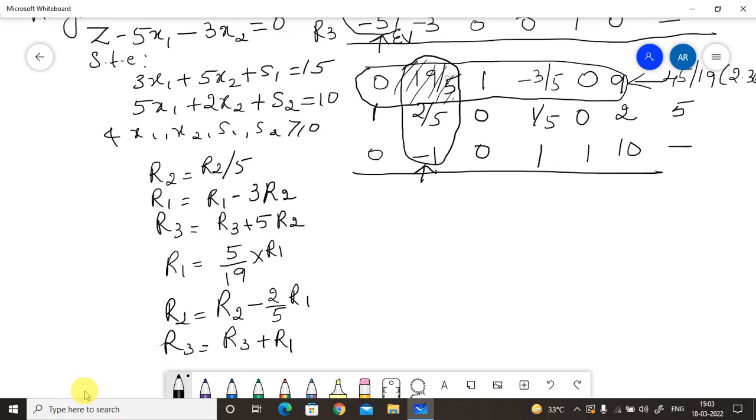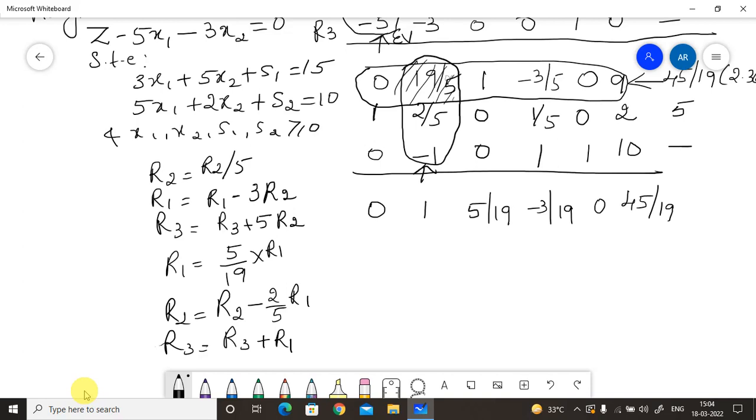Now after doing that we have to write all the values. First we'll solve the first row because that is important. So this is always 0 and this becomes 1, and this 1 divided by 5 by 19, so this will also become 5 by 19, and this will become minus 3 by 19. And here it is 0, and 9 will become 45 by 19.